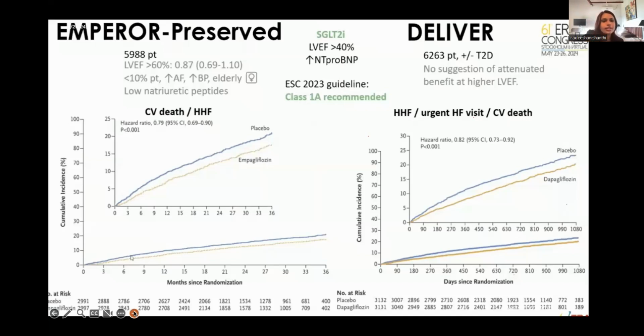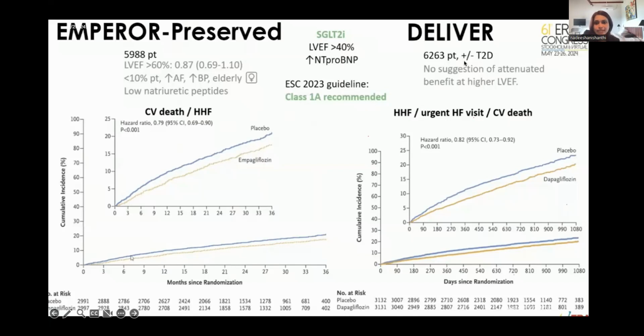So they included nearly 6,000 patients with ejection fraction more than 60%, that means heart failure with preserved ejection fraction, and a lesser number of patients with atrial fibrillation as well as hypertension and elderly population. That showed empagliflozin significantly reduced hospitalization with heart failure as well as cardiovascular deaths.